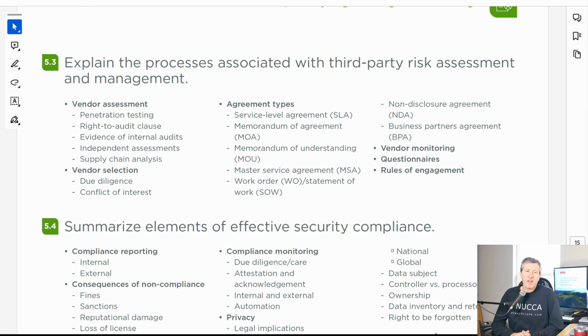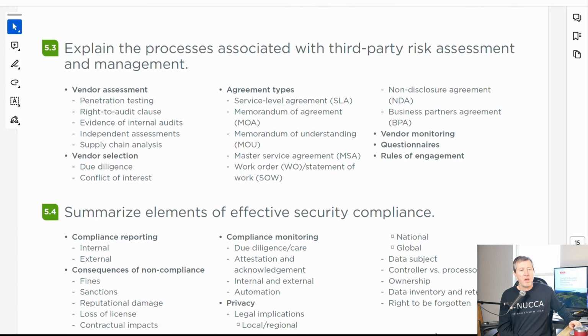Moving into subdomain 5.3, explain the processes associated with third-party risk assessment and management. Here we'll talk about more types of agreements, such as a service level agreement, non-disclosure agreements, a business partnership agreement, or a memorandum of understanding. So there's a lot of different things from a business process perspective that you need to be familiar with here as well.